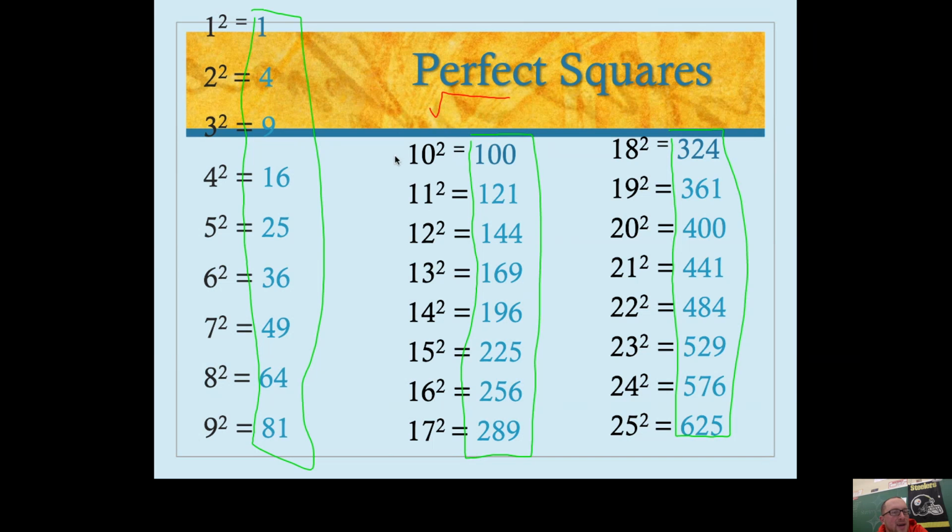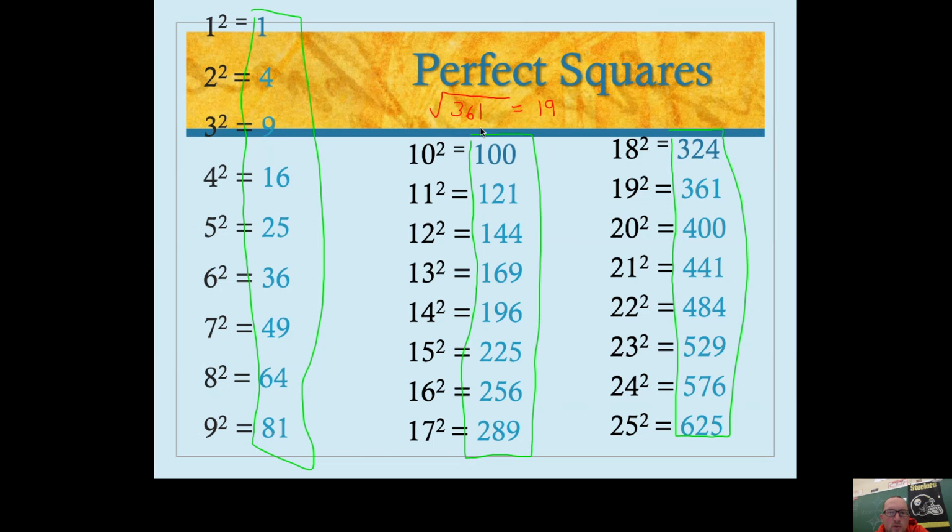So if you want to know what times itself gives you a number, let's say 361. What times itself gives you 361? This is how you write that. Square root of 361. What times itself gives you 361? 19. 19 squared equals 361. So the square root of 361 is 19. So when you take the square root, that's what this symbol is, remember. Take the square root of any of these perfect squares, you get a whole number.